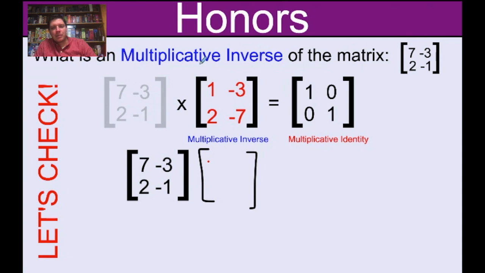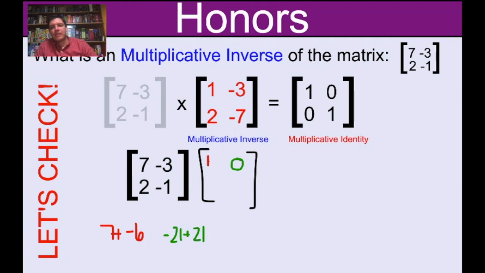Okay, so to find this number, 7 times 1 is 7, plus negative 3 times 2 is negative 6. So 7 plus negative 6 is 1. All right, this number right here: 7 times negative 3 is, what is that, negative 21? Plus negative 3 times negative 7 is positive 21. So negative 21 plus 21 is 0.